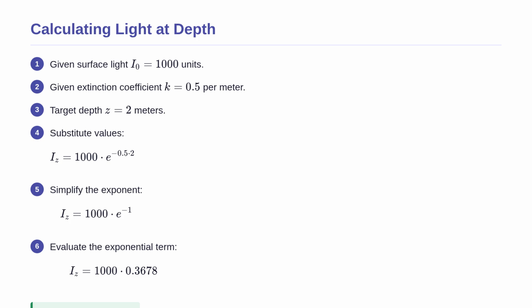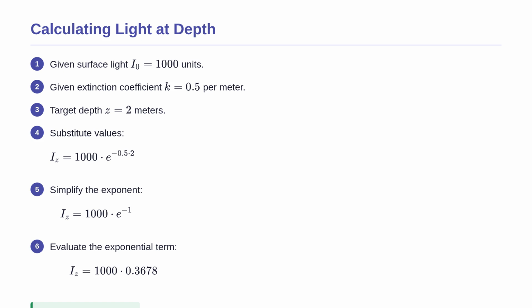Before we move on, let us see this formula in action with a concrete example. Imagine a clear lake where the surface light is 1,000 units. The water has an extinction coefficient of 0.5 per meter. We want to find the light remaining at a depth of 2 meters. We start by substituting our known values into the Beer-Lambert equation. Multiplying the coefficient, 0.5, by the depth, 2, gives us an exponent of -1.